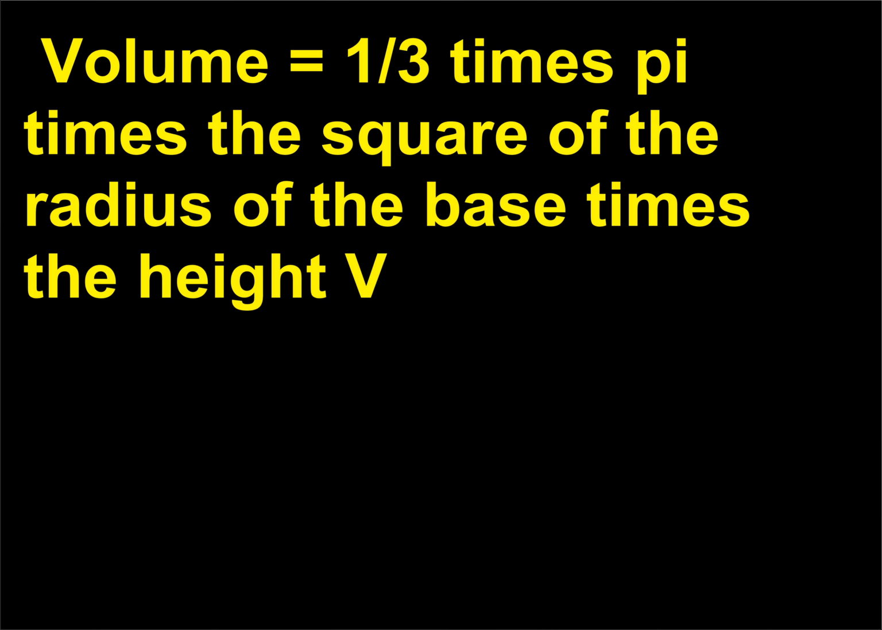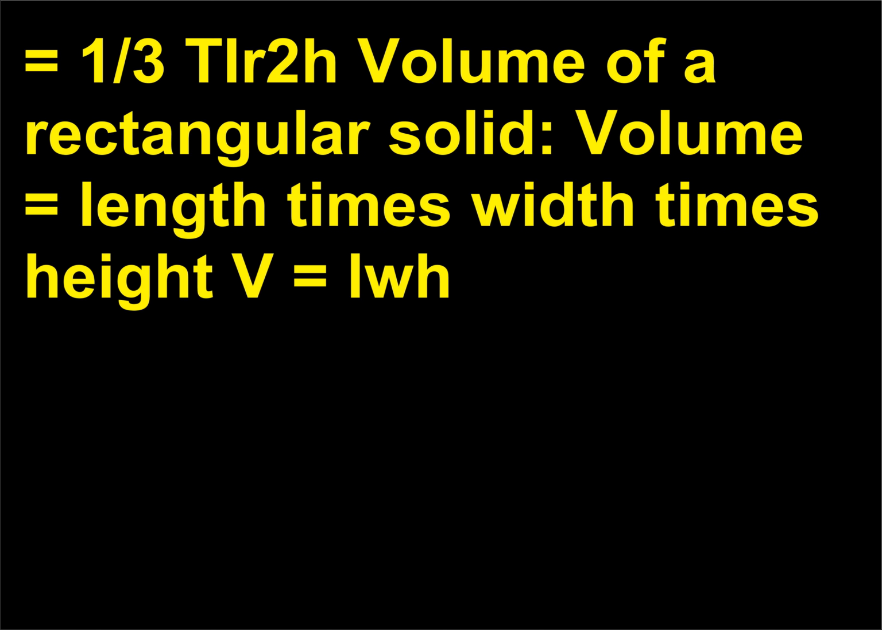Volume of a cone: volume equals 1/3 times pi times the square of the radius of the base times the height, V equals 1/3 πr²H. Volume of a rectangular solid: volume equals length times width times height, V equals LWH.